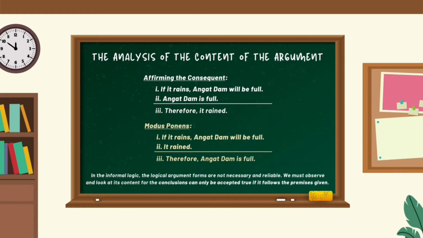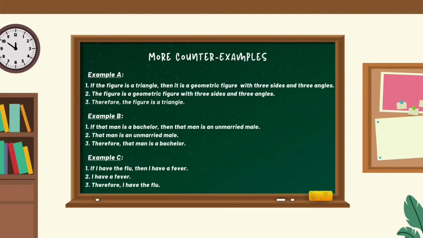the premises provided. Now, here are more counter-examples showing that when you examine the content of an argument, you will be able to discover that the conclusion is strongly supported by the premises. First, we have example A. First statement, if the figure is a triangle, then it is a geometric figure with 3 sides and 3 angles. Second statement, the figure is a geometric figure with 3 sides and 3 angles. So, statement 3, therefore, the figure is a triangle.